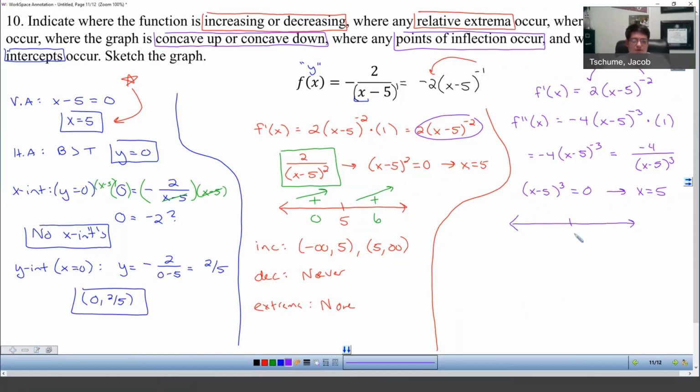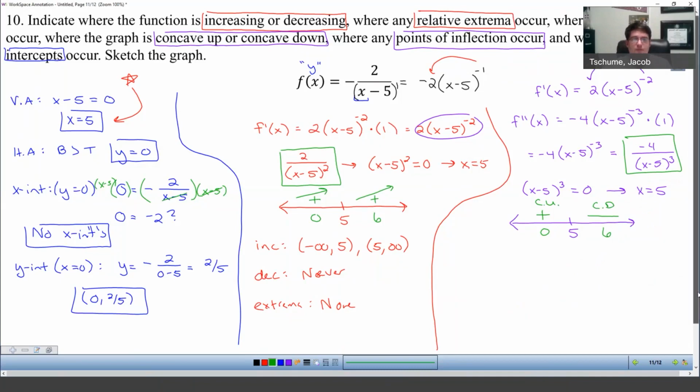If I draw my number line and plot 5, I'm actually going to use the exact same two test values again. But remember, this time you are plugging them into the second derivative, not the first derivative. If I plug 0 into the second derivative, you should get a positive answer, which means you're concave up. Remember, we're doing second derivatives. If you plug 6 in, you will get a negative answer, which means you're concave down.